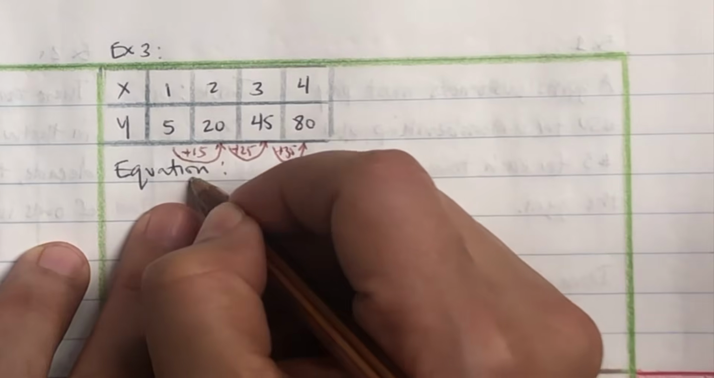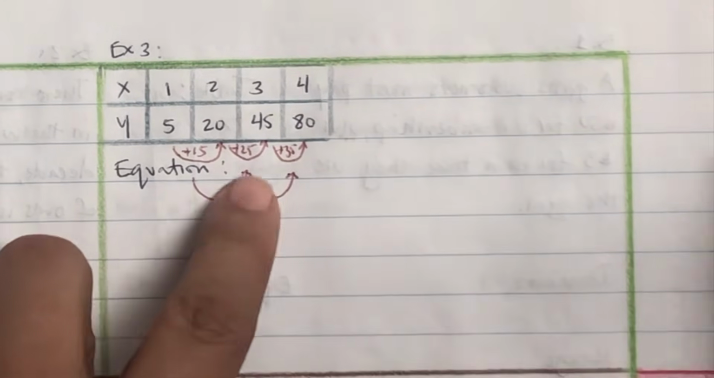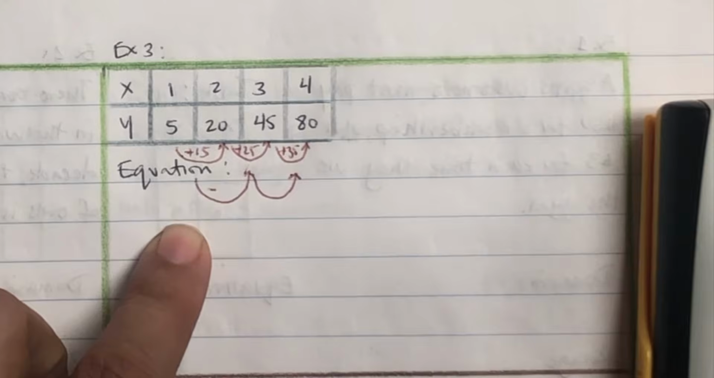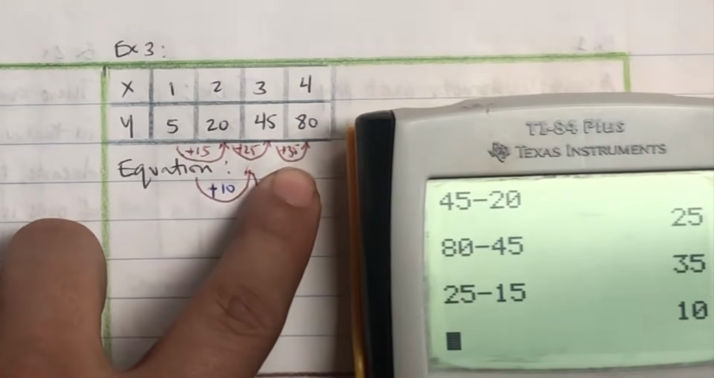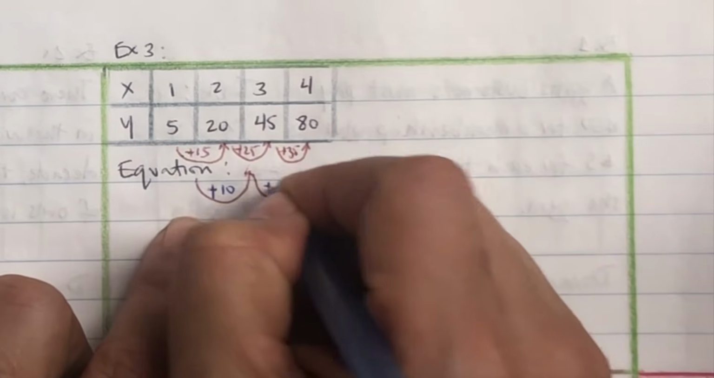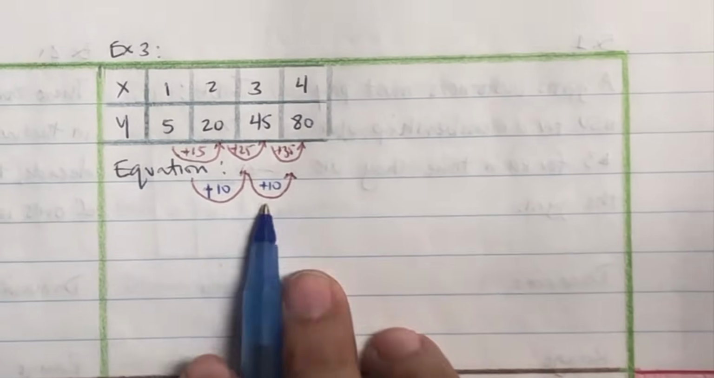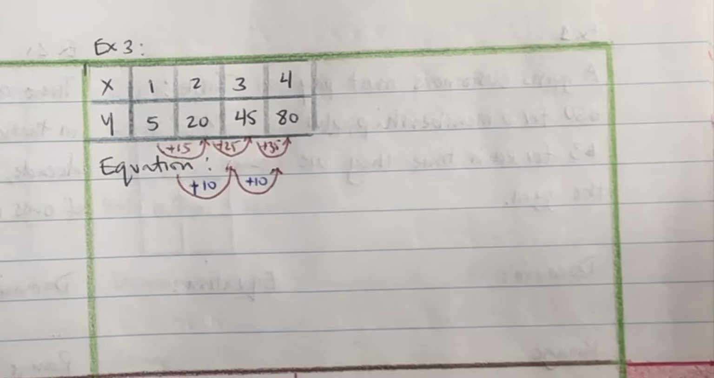Okay, so from 15 to 25, what am I doing? From 25 to 35, what am I doing? So 25 minus 15, I'm adding 10. And then 35 minus 25, I'm adding 10. So you see this? The second difference, the second time I do it, it's the same. So it's quadratic when that happens.